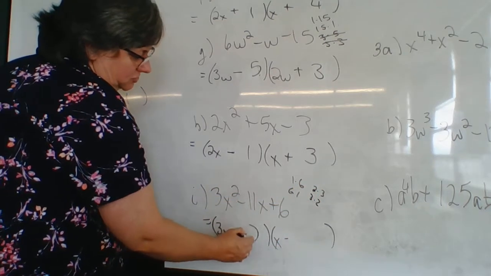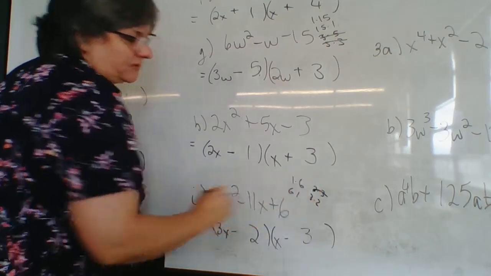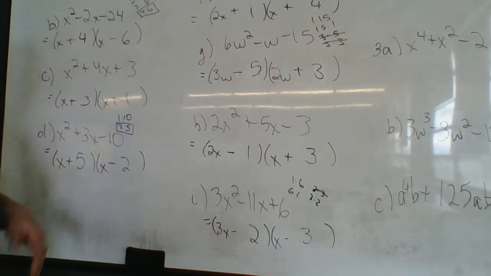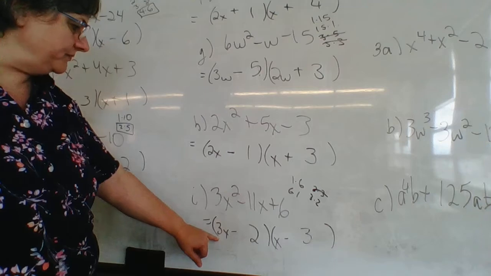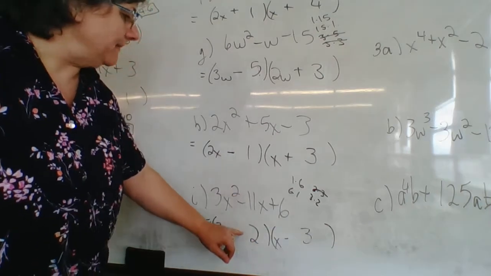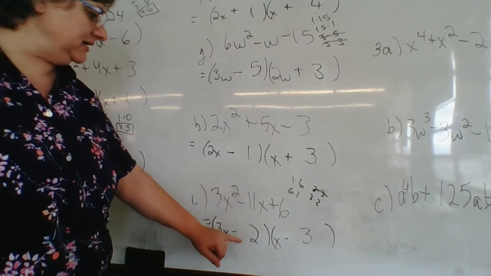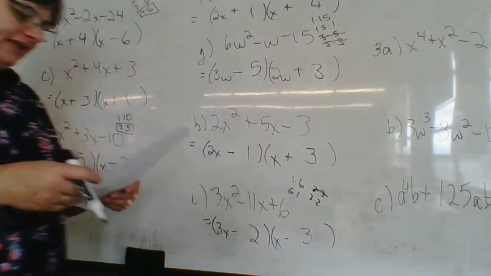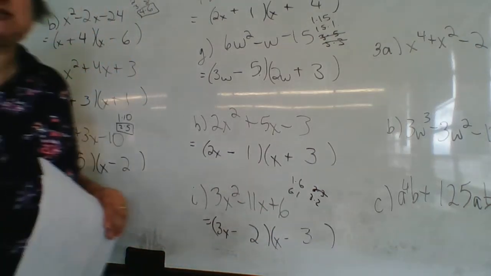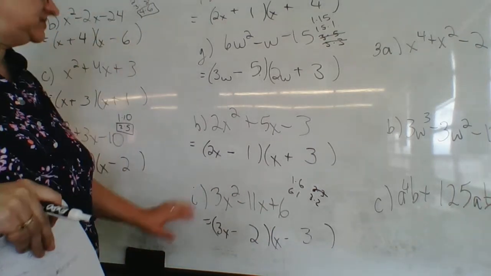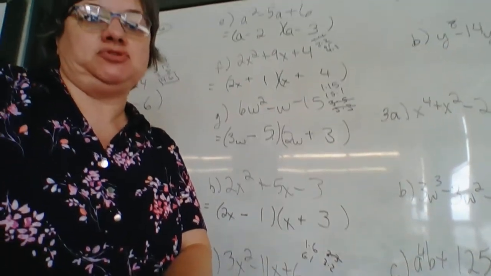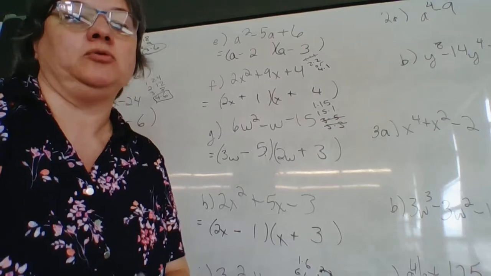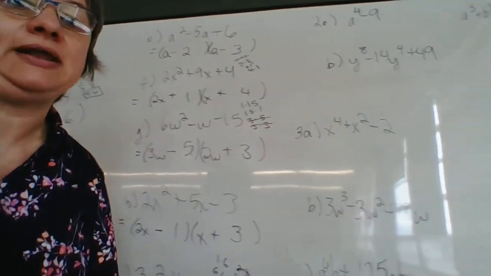I'm going to try 2 and 3. So I mark it out to show I tried it. Let's see if it works. I get 3x squared minus 9x minus 2x is minus 11x. Negative times a negative is a positive. And we did it correct the first try that time. I didn't even cheat. Okay, first time. I promise you, the more of these problems you do, the better at it you will become. Okay, it's just part of what happens.